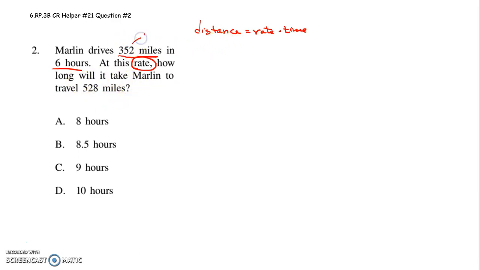So to start, my distance is 352. And my number of hours, my time, is 6. So I know I have 352 equals some rate times 6 hours. To get the rate by itself, you have to divide your distance by your time. So I'll take 352 and divide by 6.